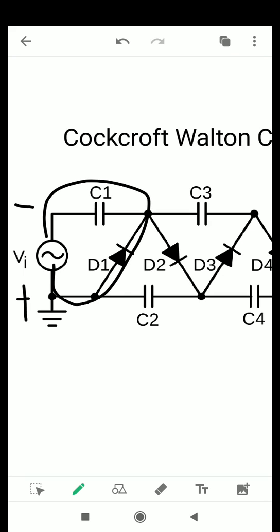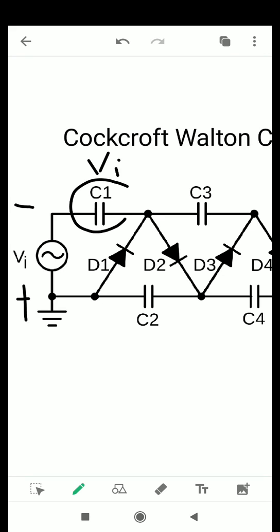So the capacitor C1 for the first half cycle will be charged up to a maximum voltage equal to the input voltage Vi. So at the end of the first half cycle the voltage across this capacitor is equal to the input voltage Vi. Now for the next half cycle the polarity of the input source will change.